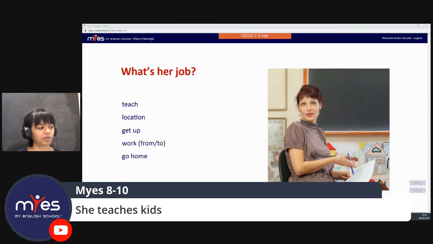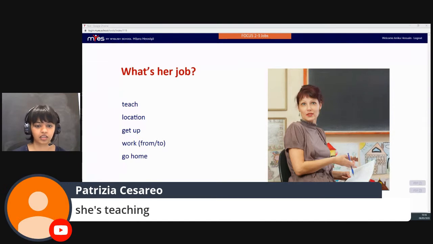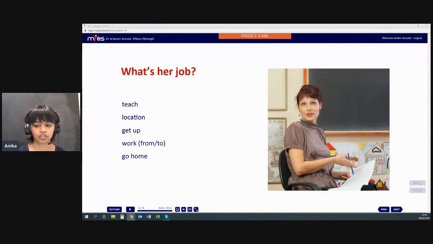Okay, so notice the verb form here should be plural. Location. So where does she work? Does she work in an office? No, she doesn't. She works in a school, right? Patrizia says she is teaching, right? So she is teaching at the moment. You're correct. But if you want to talk about what she does in general, you can say she teaches. For example, I can say I am teaching online at the moment. But I could say normally I teach face-to-face, right? So it's a slight difference there.